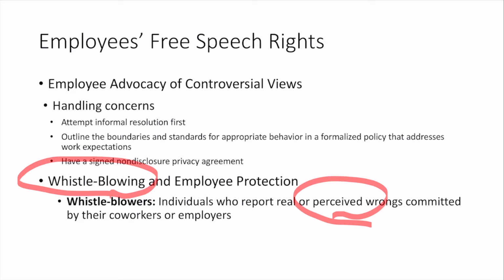So again, transparency is important. But they report the company, and there are certain protections that they have for being a whistleblower, which we'll see here in the next slide.